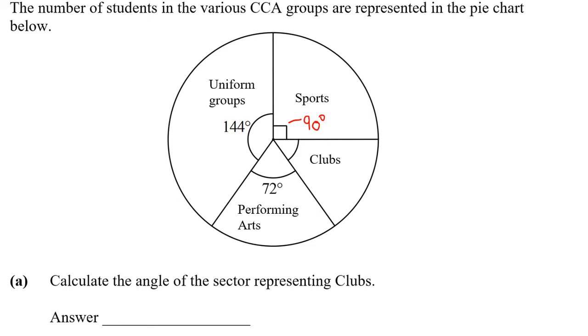We know that the total angle in a circle is 360 degrees, and if we take away 90 degrees for sports, and take away 144 degrees for uniform groups, and we take away 72 degrees for performing arts, that will give us the remaining angle for clubs. And if we calculate the angle, it will be 54 degrees.